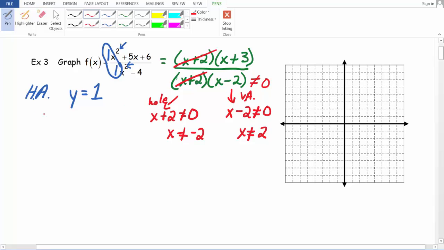At this point, we've established our VA, our hole. Slant asymptote, we actually won't have any because the degree is not one more on top than it is the bottom. So for our SA, we won't have any.